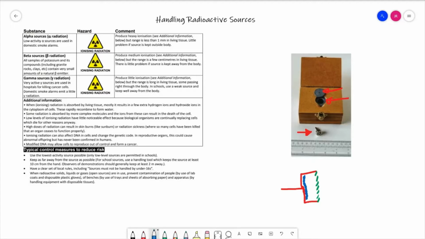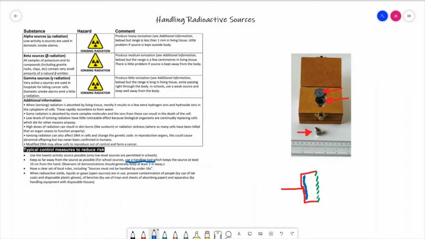When we're handling it itself, you can see that in the second bullet point in the bottom section, in the control measures, it says use a handling tool. And you can just use some kind of tweezers, some kind of tongs, as you can see, at least 10 centimetres long. We normally use tongs that are near 30 centimetres long, just to make sure. And we're always going to handle the source using those tongs to keep them well away from our body.